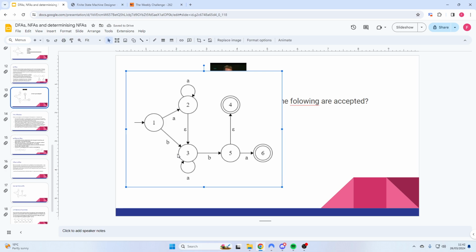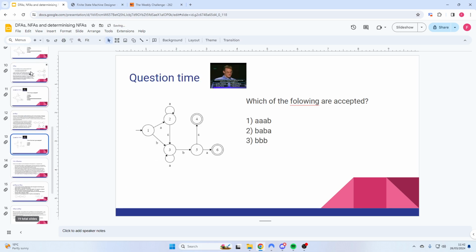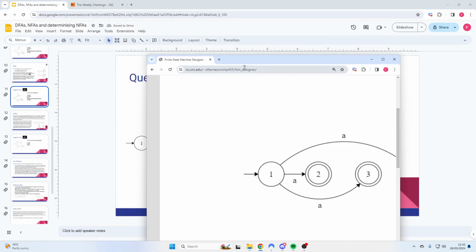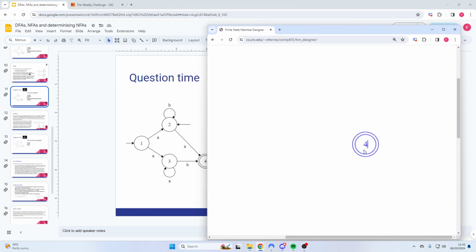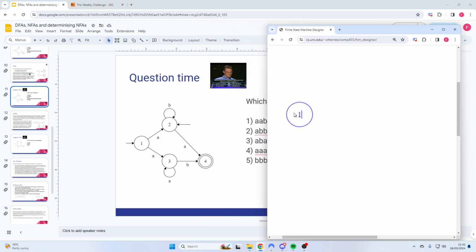Sorry, that's an ENFA. Okay, let me just recreate this very quickly. So this is a start state, 2, 3, 4.